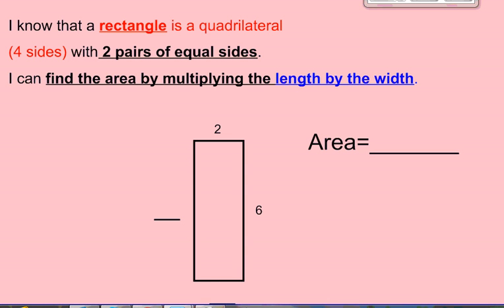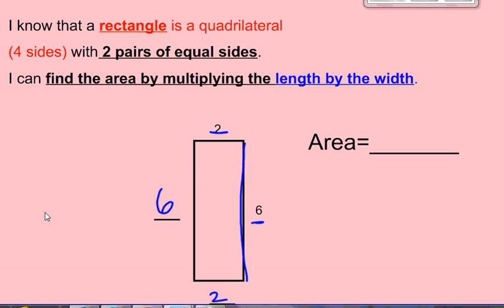So if we know that a rectangle is a quadrilateral and has 4 sides, we know that it has 2 pairs of equal sides. We know that the width is equal to the opposite width and the length is equal to the opposite length. So I can find the area by multiplying my length by my width. Here the width is 2 and the length is 6. If the width is 2 on the top, the width is 2 on the bottom. If my length is 6, then my opposite length will be 6.